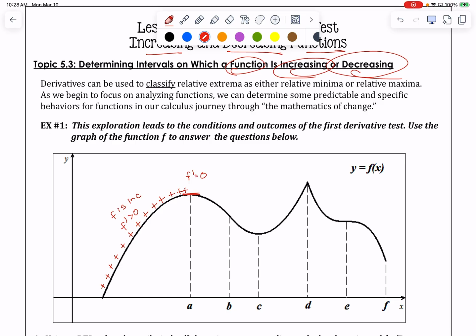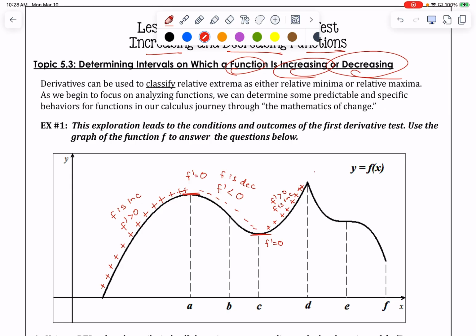All right, what's happening from A to C? It's going downhill. So what do we know about our derivative there? F prime is negative. So then F is what? Decreasing. What's happening at C? Well, it's equal to 0, so it's a relative extrema. I'm going to come back to B in a second. Then we go from C to D. What's happening again? Increasing. The derivative is positive, therefore f is increasing.